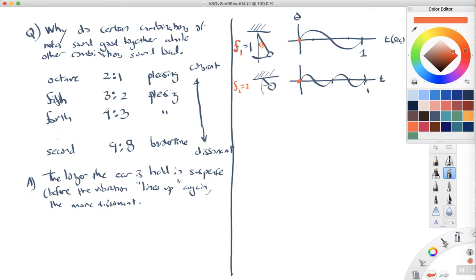And so when you get to this point right here, then they will have lined up again, and now they're both going to start off onto their next set of vibrations. So that's what we mean by a 2-to-1 ratio.